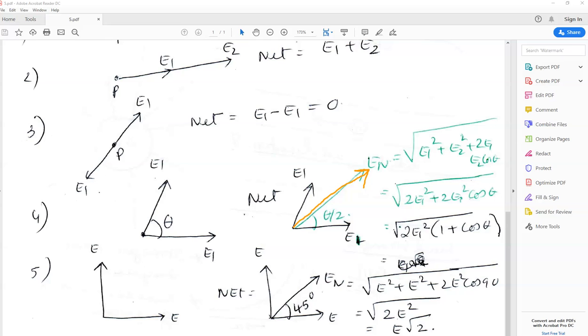Likewise, I got two vectors with the same magnitude which are perpendicular to each other. Because these are equal vectors, the net will be at an equal angle, which is 45 degrees. To find the resultant vector, you know the formula is A squared plus B squared plus 2AB cos theta, under a square root. That's the formula for the resultant vector. When you apply that, you will get E root 2. So you have to know a little bit of vector addition and finding the resultant vector in order to solve gravitational field problems.